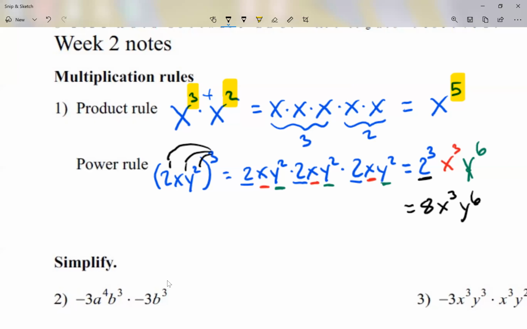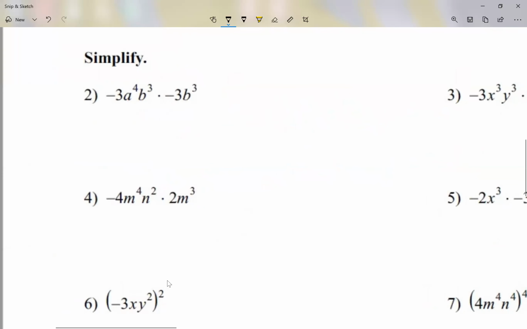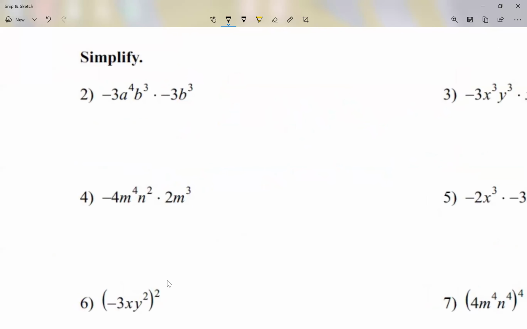All right, so now that we know the rules, let's take a look. This is how our work is going to look. So first of all, we're using the product rule. I'm just looking at my numbers here, then I'm going to say, all right, -3 times a -3. Now, -3 times a -3 gives me 9. I'm just looking at the whole numbers.